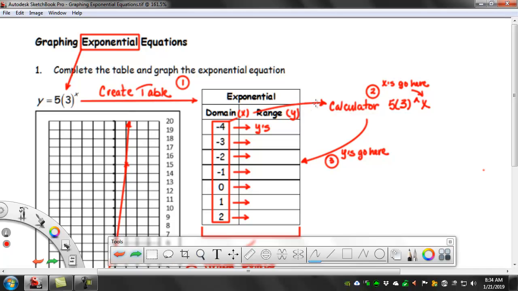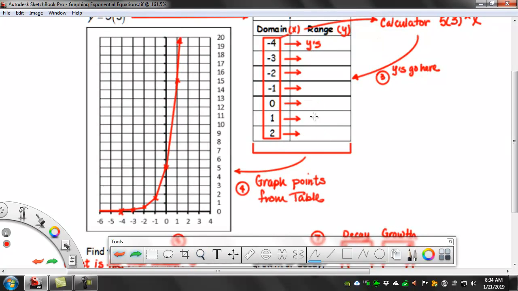Now to graph these, we'll take the x's, we'll put them in our calculator. So we'll type that equation into the calculator, and then the x's go in for the x's. Now there's another symbol we have to use. This is called an up caret key. And so we'll type in 5 times the quantity of 3. We use our up caret key, and it symbolizes that the next number after the up caret key will be an exponent. So once we type everything into our calculator, we'll fill in the right hand side of our table with the y values, and then we'll go ahead and take those values and graph them.